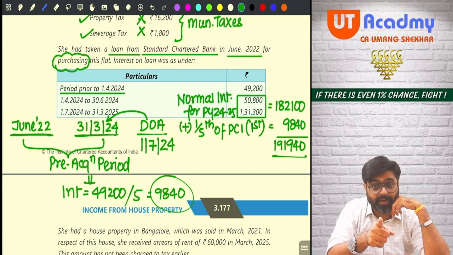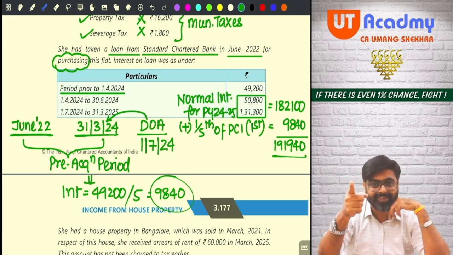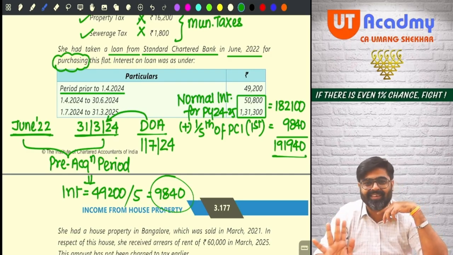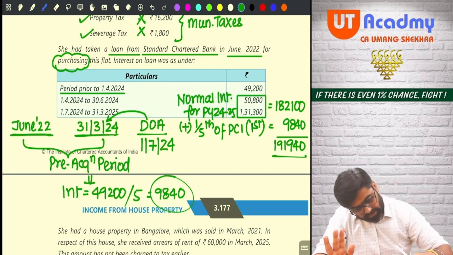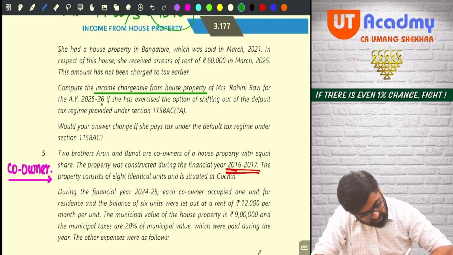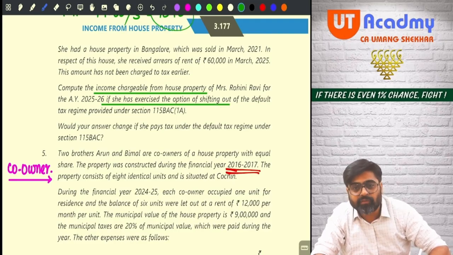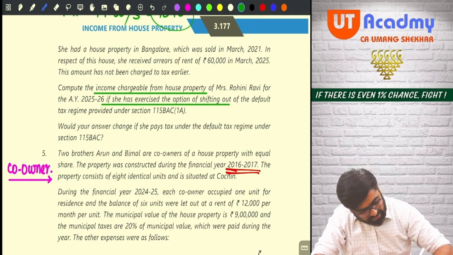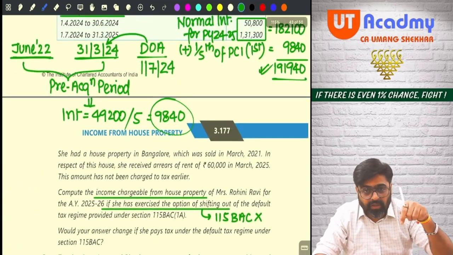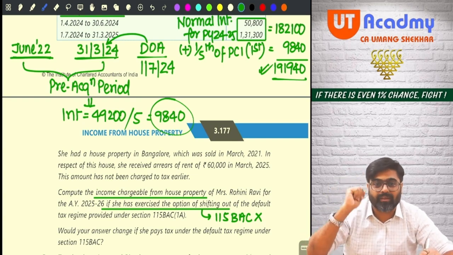Yes, provided she is not following 115 BAC. If she is following 115 BAC, then this is also not allowed. Getting my point? So is it written? Yes. Compute the income chargeable from house property if she has exercised the option of shifting out. Meaning that she is not following 115 BAC. Hence, this interest will now be allowed. Now, this interest will be allowed subject to maximum 2 lakhs.